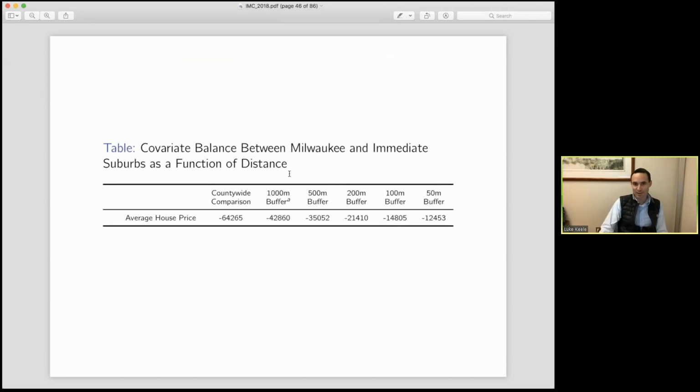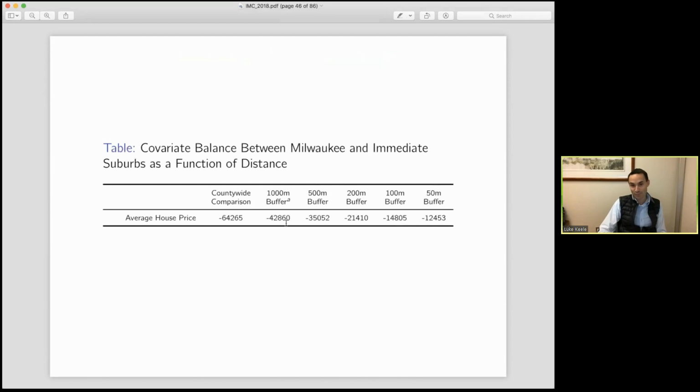One thing we like to do in these settings is look at house price, right? House prices tell you a lot about an area. Here, if you look at the countywide comparison, houses in Milwaukee are substantially cheaper than houses in the suburbs. They're about $64,000 cheaper. And here we're using a 1,000 meter buffer, so a buffer means we're taking everyone who's within 1,000 meters of the city limit.